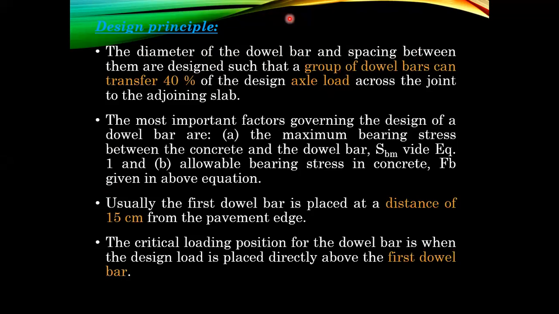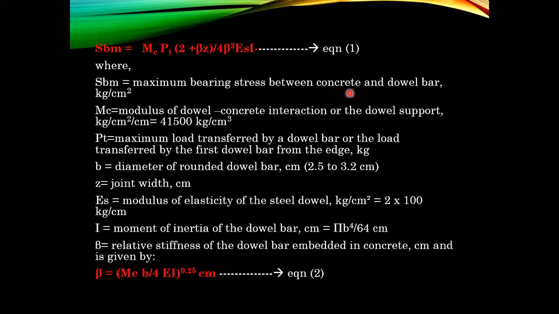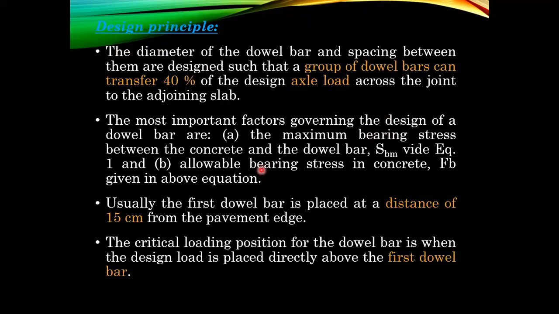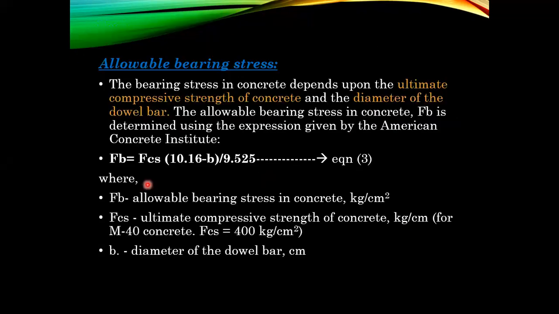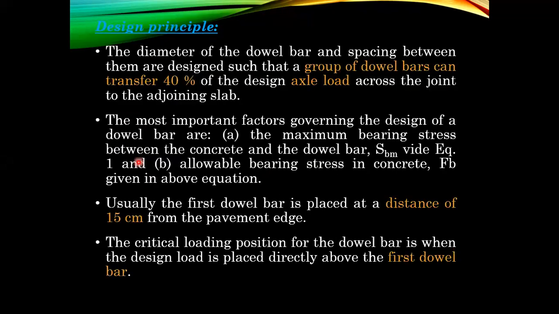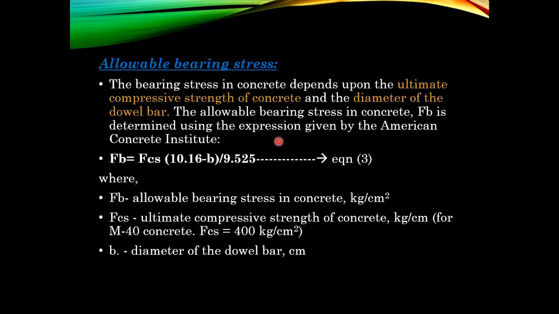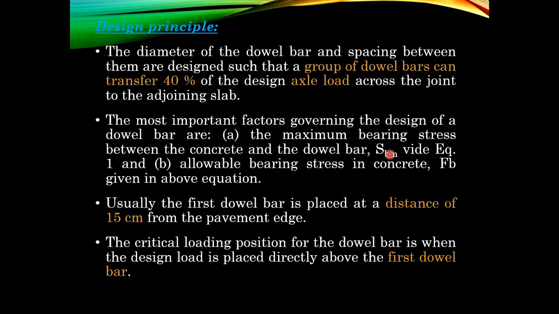Then the most important factors governing the design of a dowel bar are maximum bearing stress, that is SBM, and allowable bearing stress FB. These are the two factors. The dowel bar is designed based on SBM and FB, that is, maximum bearing stress and allowable bearing stress. These two factors will influence the design of the dowel bars.